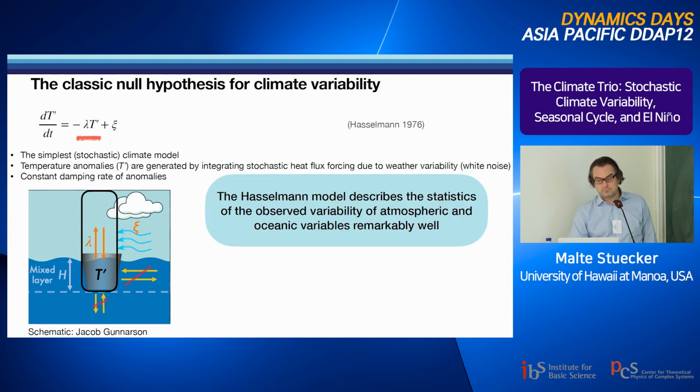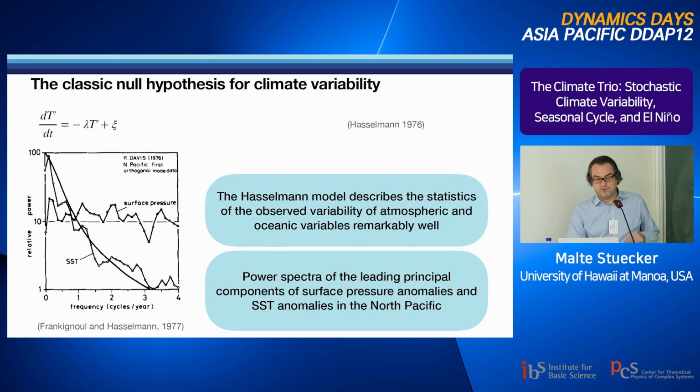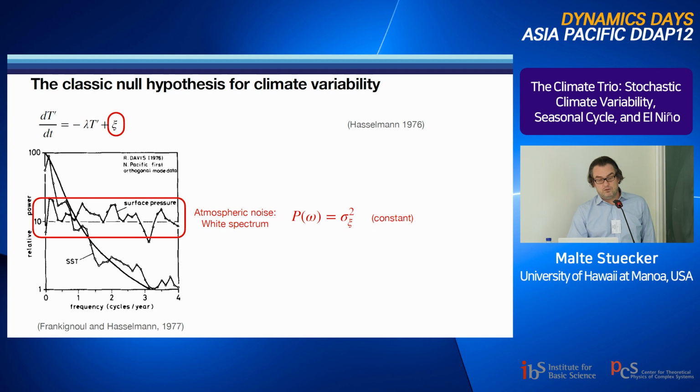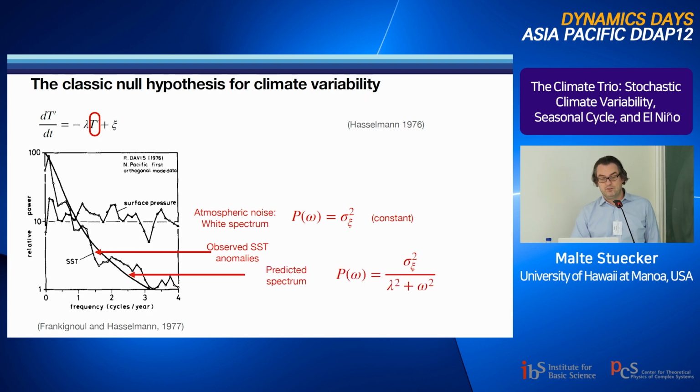Now, the remarkable thing is that this model describes the statistics of observed variability rather well. It's a classic diagram here showing the power spectra of the leading principal components of surface pressure and SST anomalies in the North Atlantic. The surface pressure, the atmospheric variable, is white, with a constant spectrum with variance distributed equally across all frequencies. And then we see that the observed SST anomalies follow quite nicely the spectrum predicted from the Hasselmann model.